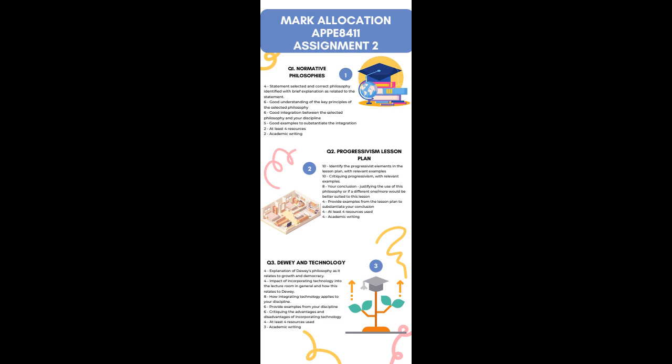So the way I've broken down the rubric is that you first of all explain Dewey's philosophy and how it relates to growth and democracy. So you're not going to mention anything there about technology. And then you're going to look at the impact of incorporating technology into your lecture room and how that relates to Dewey. So you would have to then tie in elements of his philosophy with using technology. I know it sounds very vague now, but you'll see when you start researching and looking at his philosophy, it's not that difficult.